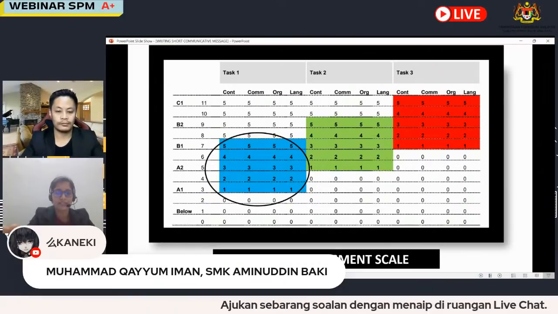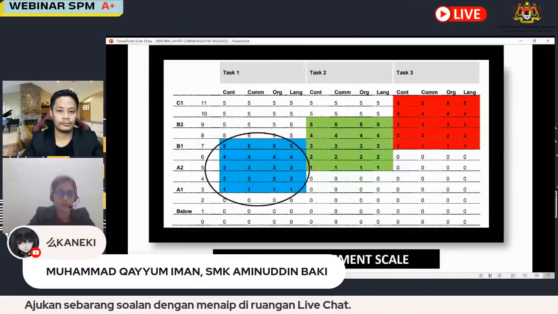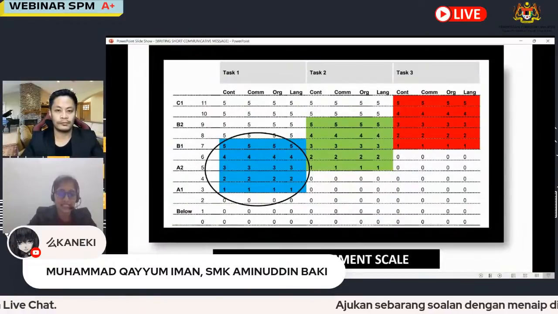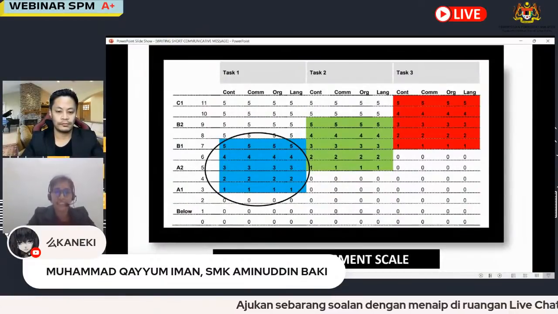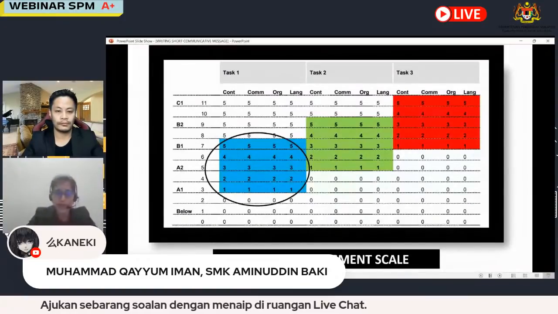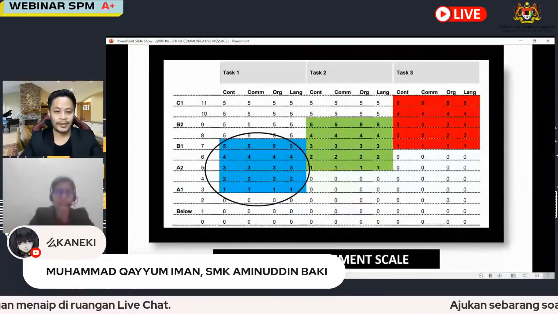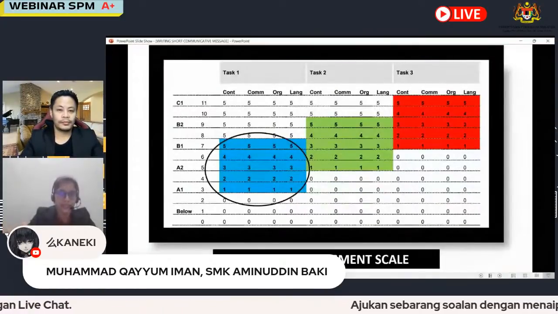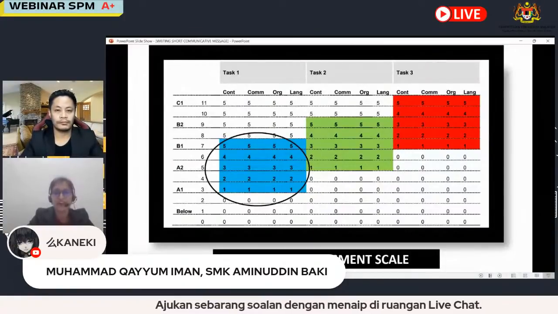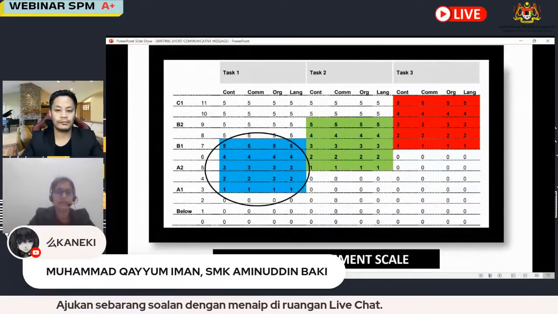Okay, this is focusing on the SPM paper, task 1, task 2, and task 3. Over here, I would like to highlight the descriptors used to assess each writing task. If you see the similarities, number 1, for each task, the same descriptors are used. And the next similarity would be each descriptor is given 5 marks, so making it up to a total of 20 marks per task.